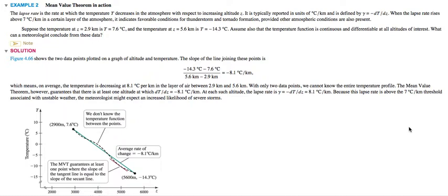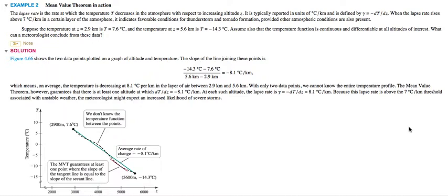Suppose the temperature at Z equals 2.9 kilometers is T equals 7.6 degrees Celsius, and the temperature at Z equals 5.6 kilometers is T equals negative 14.3 degrees Celsius.